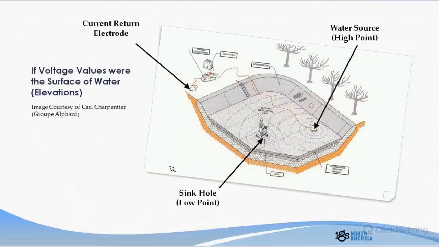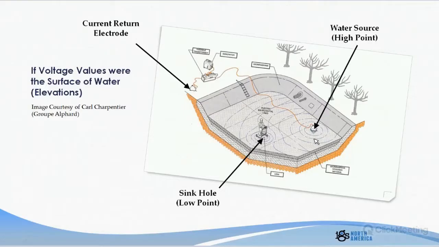So in order to explain how this method works, I'm using a figure from my old friend Carl Charpentier, who many years ago was one of my first instructors. Basically, the easiest way to explain how current flows is to make the analogy to water. If you picture current as flowing like water, for example, current flowing through a conduit is like water flowing down a stream. If you have a reservoir of water, this is like a dipole survey.